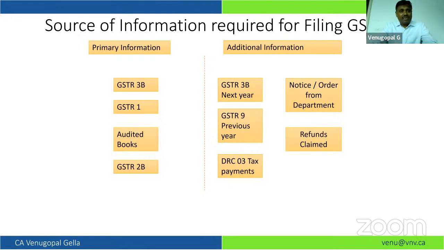Alongside it, for the financial year 23-24, you have to have 3B and R1 because you might have done some amendments. You also need the financial year 21-22 GSTR-9, copies of DRC-03 tax payments, copies of refunds claimed, and notices or orders that have come from the department. You need all this information to file your GSTR-9. Thankfully, when you use GST, all this data will be collated and compiled on a single click, all the data that gets extracted. Bharti will do a demo of that.